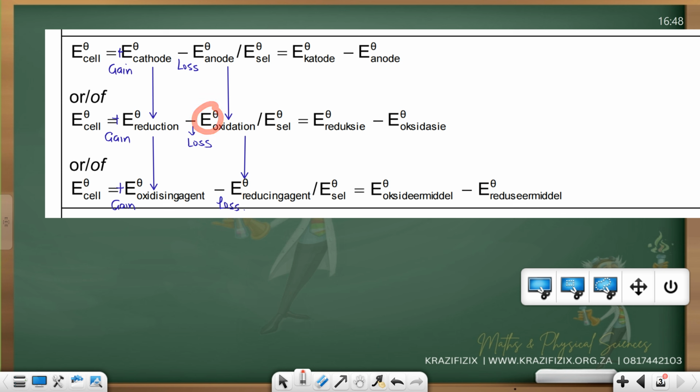So what is reduction? There's a plus there, gain of electrons. So reduction is the gain of electrons, while oxidation is a loss, because there's a minus in front of it. What is an oxidizing agent? An oxidizing agent is a substance that gains electrons. What is a reducing agent? A reducing agent is a substance that loses electrons. I've done 4 out of 6.